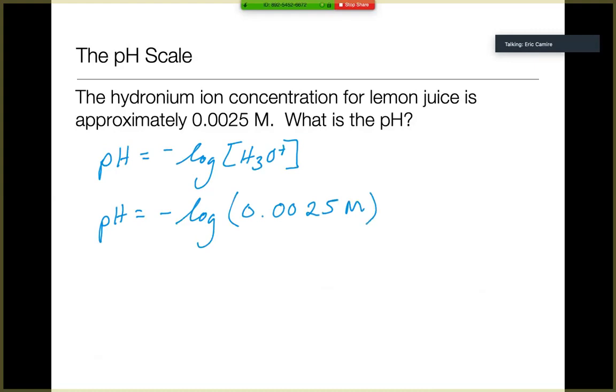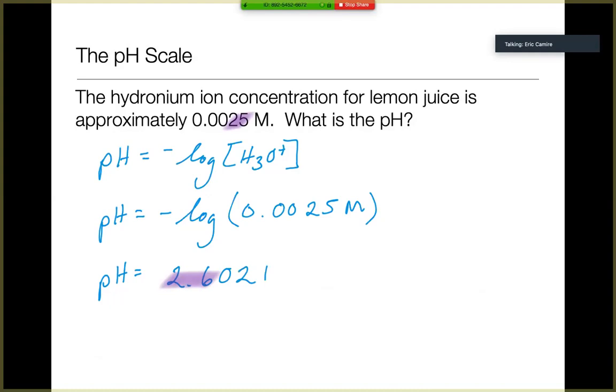Negative log of the concentration. So I'll do that on my calculator. I do negative log 0.0025. And I'm going to write it out with incorrect sig figs, so I'm going to put a lot of numbers down. I didn't get to see who was talking at that point, so forgive me if I forget who it was, but I was happy that you gave me 2.6, because it looks like two significant figures, because my concentration is in two significant figures.